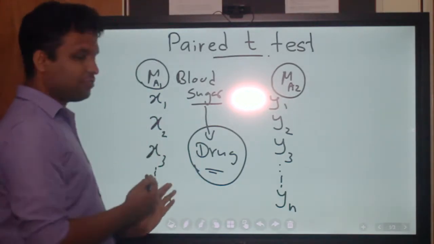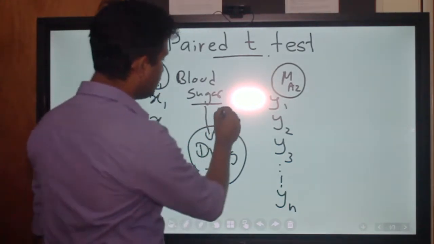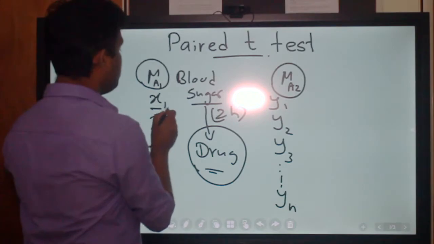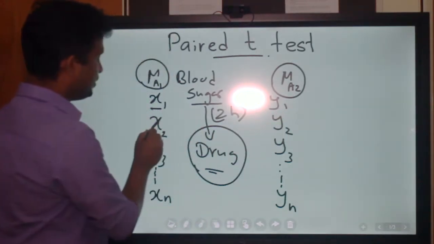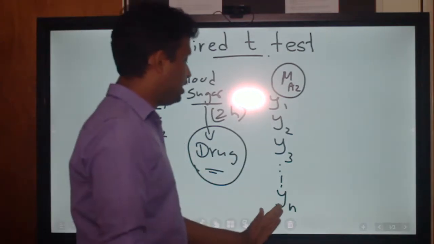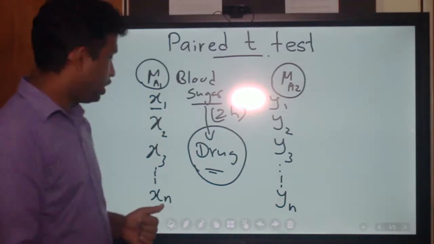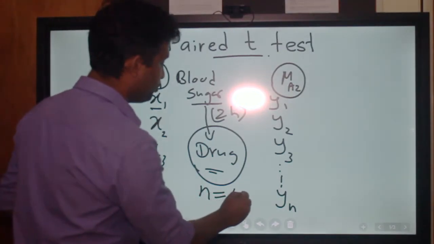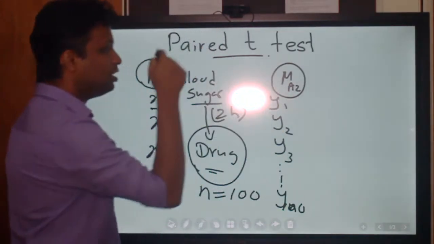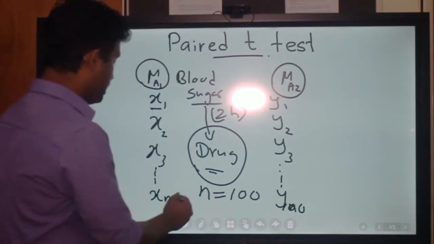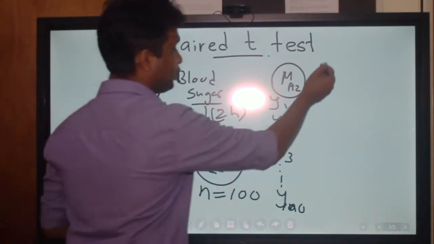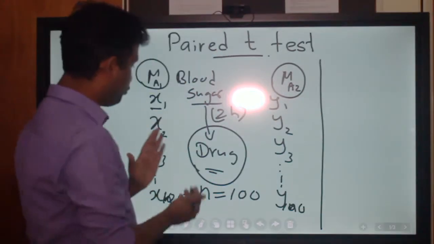Now, after giving this drug, after some time, assume that after about 2 hours, we measure blood sugar again. This individual, second blood sugar value is y1, second individual, the second blood sugar value is y2. So like that we have n number of values of these n individuals. If there are 100 individuals, so n equals 100, we have 100 post-drug values and 100 pre-drug values.